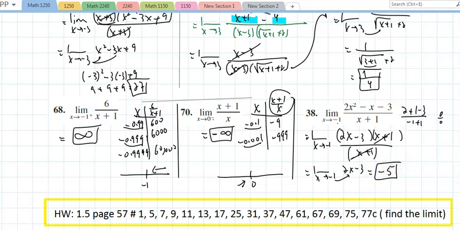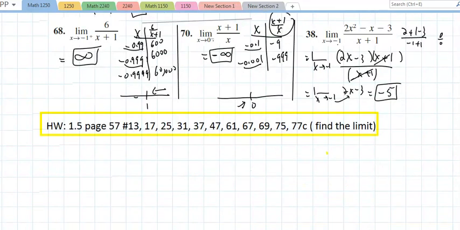Now do remember that you need to use your calculator. And I'm giving you 13, 70, all of these numbers right there. I want you to find the limit. Ignore directions, just find the limit on number 77. So those follow directions. On number 77, part C, ignore directions, just find the limit.